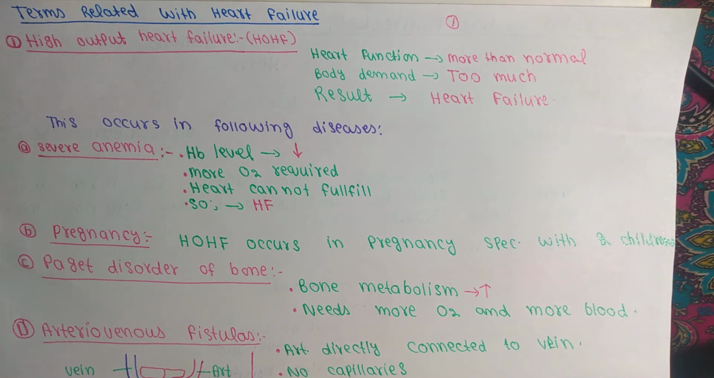Third thing is Paget disorder of bone. What actually happens in this disorder? In this disorder, bone metabolism is increased too much, and this needs more oxygen and more blood. So when Paget disorder of bone occurs, oxygen demand is increased, and this increased demand results in heart failure because the heart is unable in this case to fulfill the needs of the body.